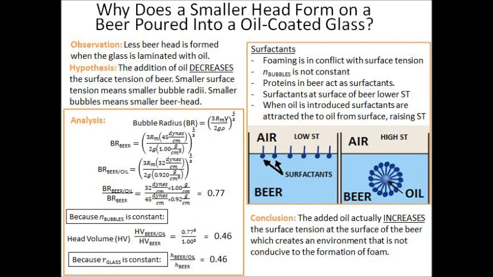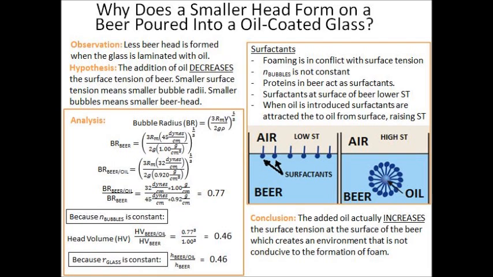Now we have an equation for bubble radius, and it uses surface tension and density. Beer's surface tension on average is about 45 dynes per centimeter, and density very similar to water. The oil surface tension is about 32 dynes per centimeter, and density of about 0.92 grams per centimeter cubed. So now we can make a ratio between the two. Everything else cancels out because it's going to be the same. And we get a 0.77 to 1 ratio for the radii of the bubbles.